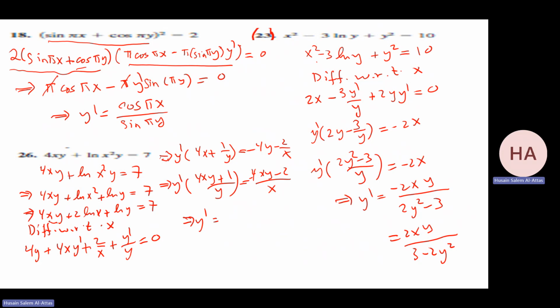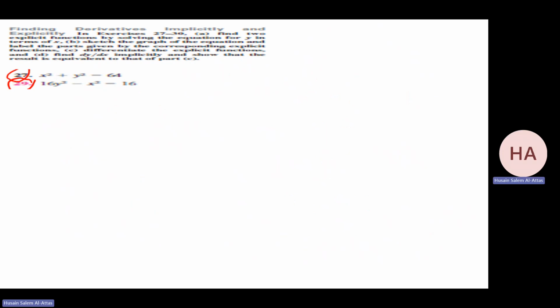Y prime will be minus 4xy squared minus 2y over 4x squared y plus x. And that will be the answer. Okay, find derivatives implicitly and explicitly. Yeah, what they mean, 27.